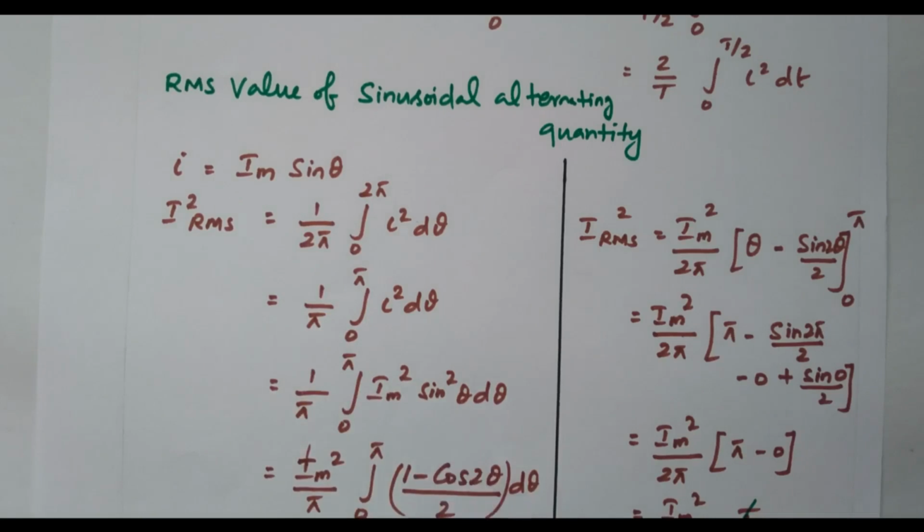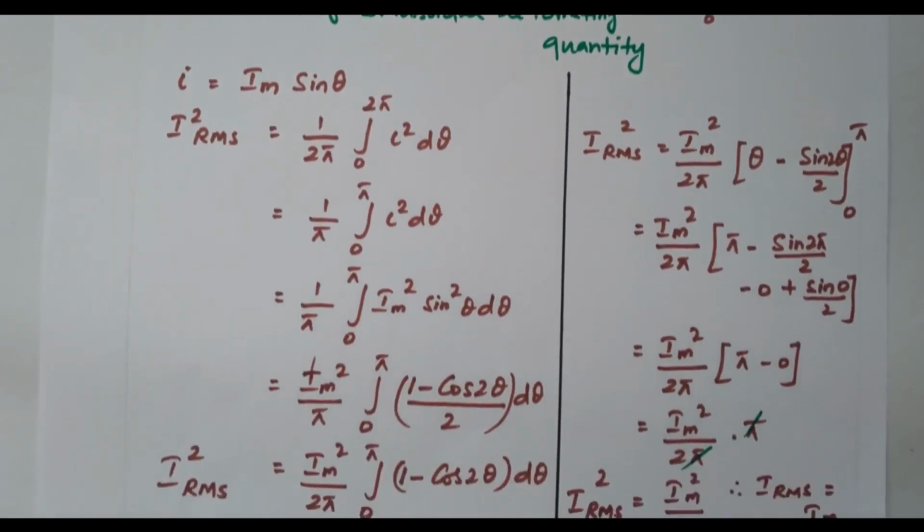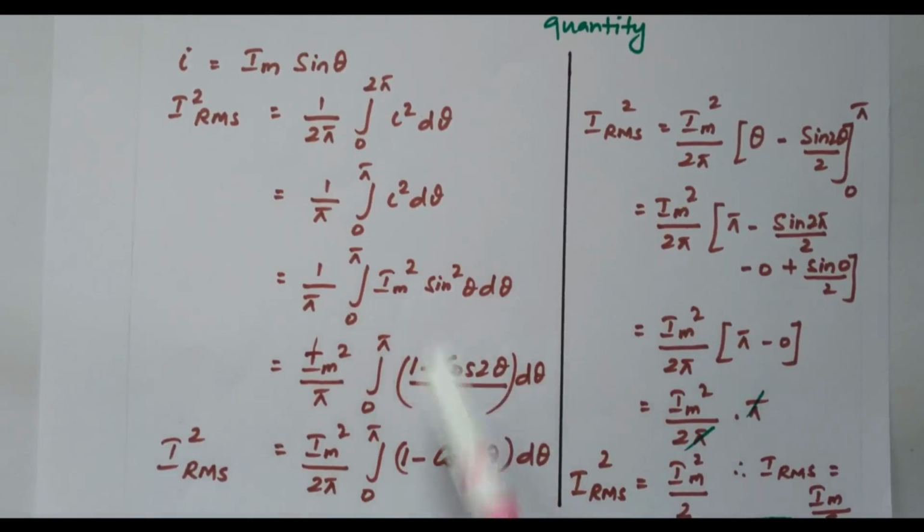The sin square theta, before integrating we need to change it. So sin square theta is written as 1 minus cos 2 theta divided by 2. Im square is taken outside because it is a constant. So Im square divided by pi, integral 0 to pi, 1 minus cos 2 theta divided by 2. Sin square theta is now changed into 1 minus cos 2 theta divided by 2. Now we can easily integrate this. This 2 is also taken outside. So Im square divided by 2 pi into the integral 0 to pi of 1 minus cos 2 theta d theta. Now we need to integrate this.